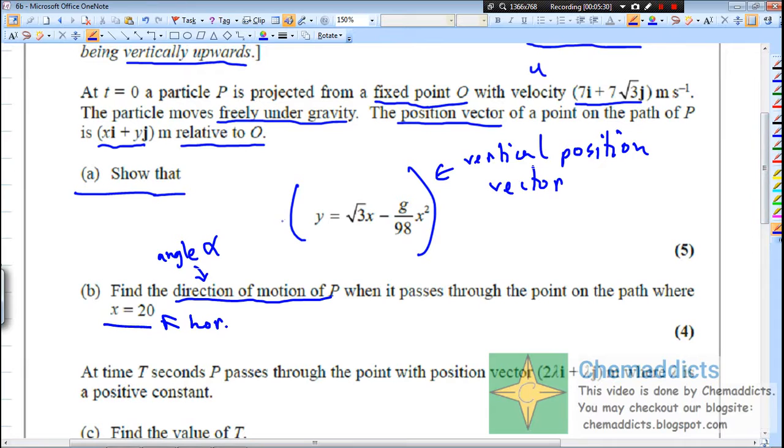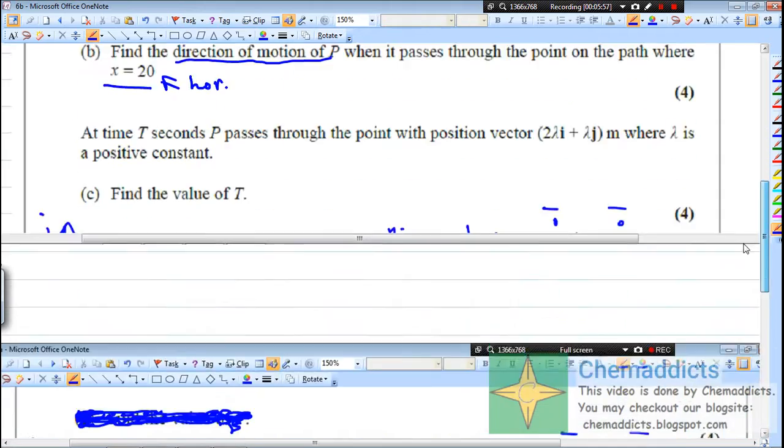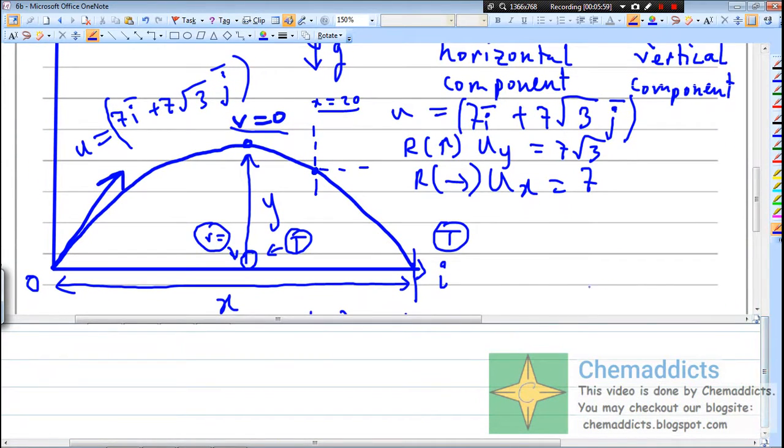Now let us substitute the value of x over here, then we're going to find the vertical position vector. Oh, we want to find the vertical position vector, right? Aren't we supposed to find the angle? Yeah. So let's see how we're going to find the angle. Our main objective is to find the angle by any means. Now let's have a look.